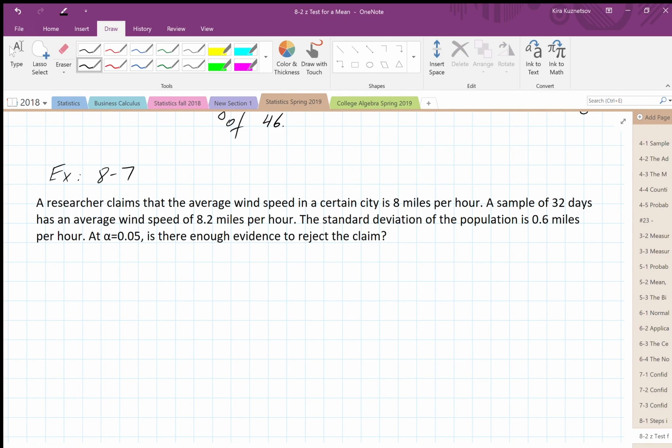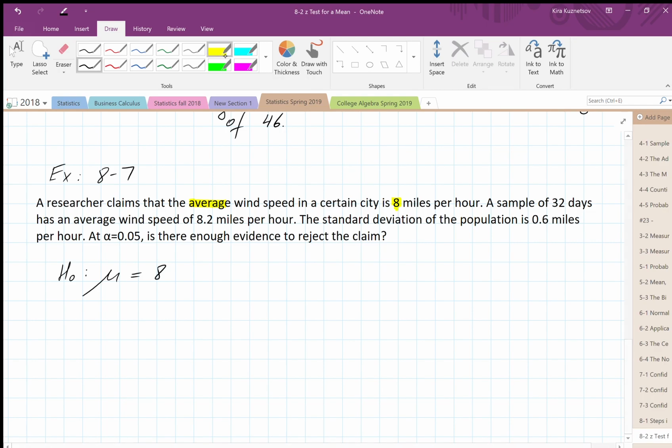Step 1. Set up your null hypothesis and the alternative hypothesis, identify the claim, and write down all of the necessary statistics. A researcher claims that the average wind, so the word average is a big one, so we're doing the mu, speed in a certain city is 8 miles per hour. The first sentence will give me a setup for the null hypothesis. The mean is equal to 8.